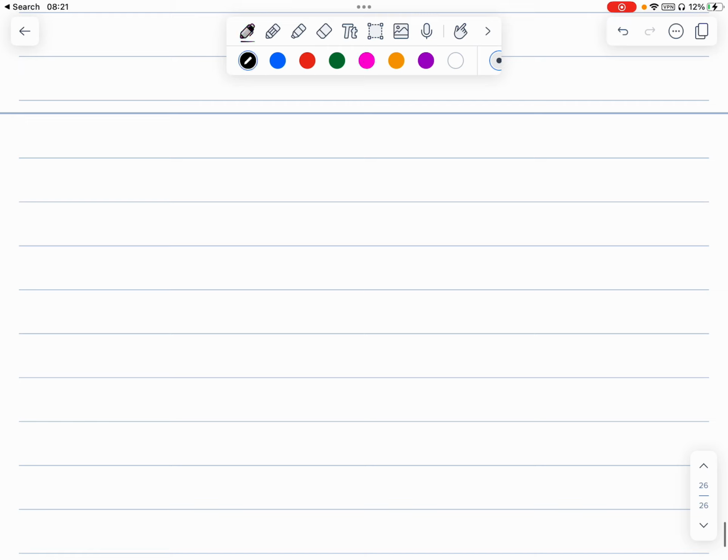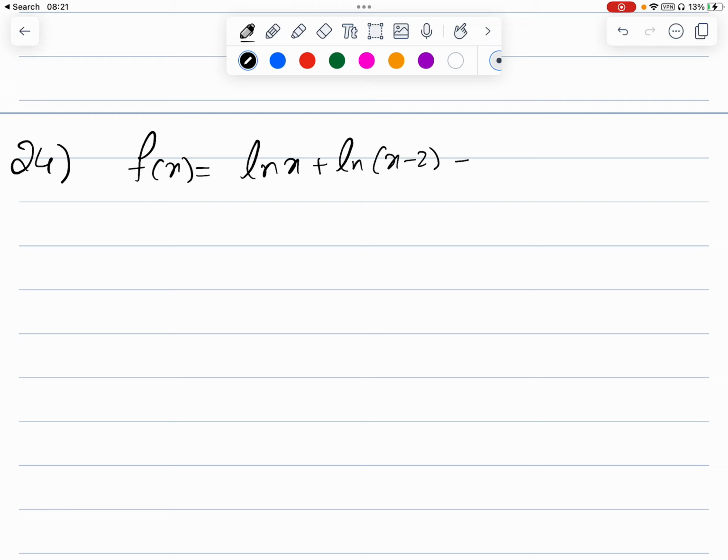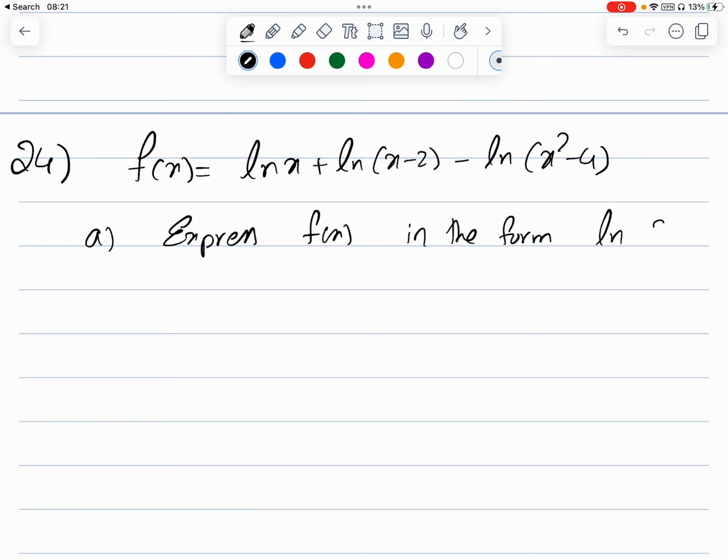Now coming to question number 24. F of x is given as ln x plus ln of x minus 2 minus ln of x square minus 4. The first part: express f of x in the form ln of x upon x plus a. And part B, find f inverse of x.